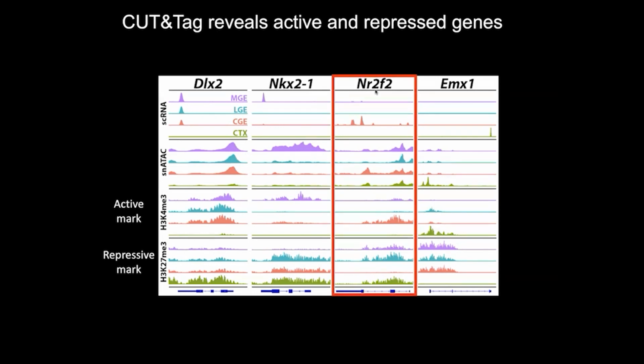I just want to highlight this gene real quick, NR2F2, because it is a CGE enriched gene, as indicated by the RNA, as well as the active and repressive marks. But if you look at the accessibility data, the single-cell ATAC data, it's actually open in all 4 brain regions. And so this is just to highlight that if you only look at one modality, in this case single-cell ATAC, you can actually be misled. This would indicate that the gene might be expressed in all 4 brain regions because it's accessible, but it's clearly not. So this is why having a multimodal approach is critical for truly understanding gene expression profiles and the state of the cell.